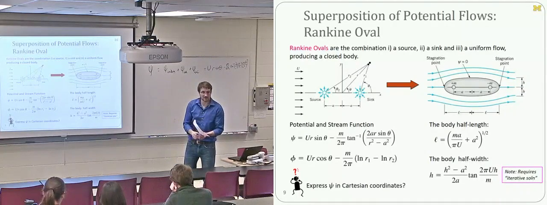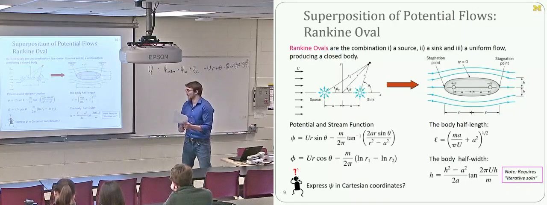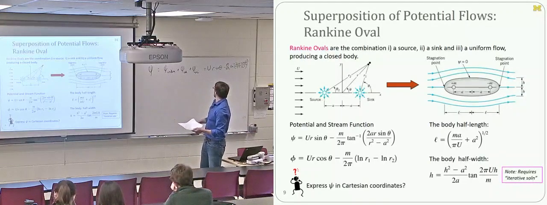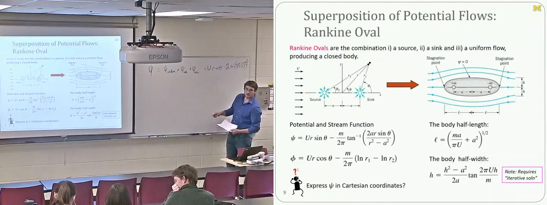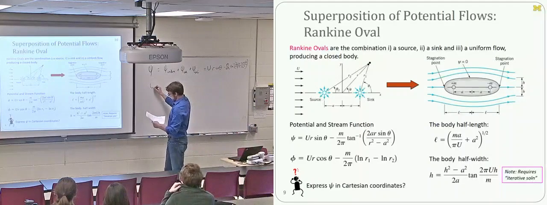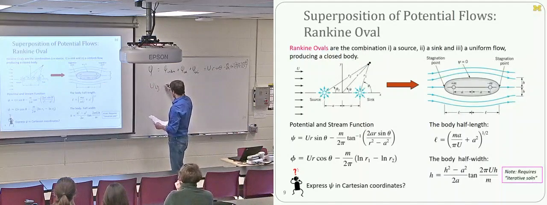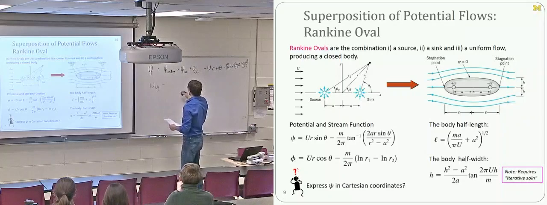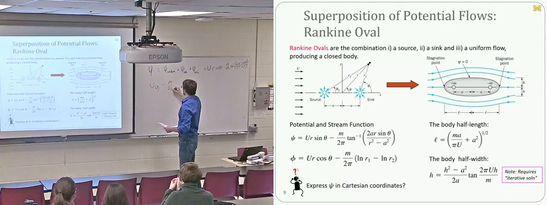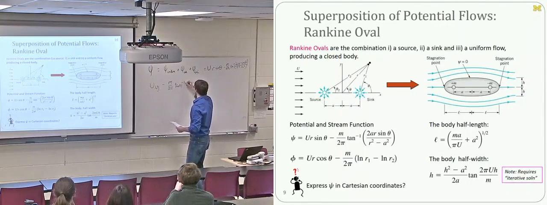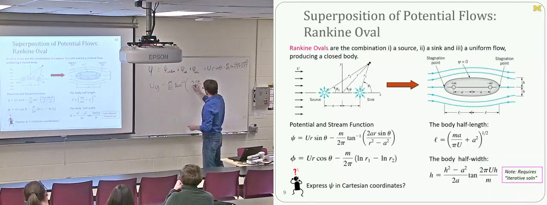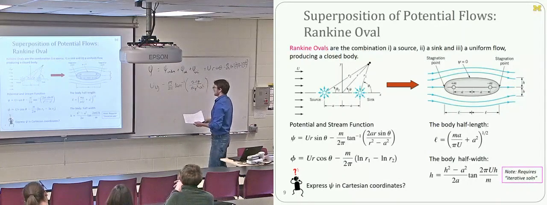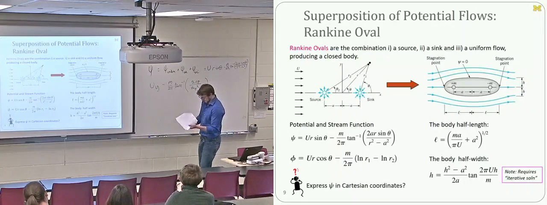Okay, anyone have an expression in terms of x and y for the stream function? y minus m over 2 pi, yeah, this stuff's all going to stay the same. Alright. 2ay over x squared plus y squared minus a squared. Good. Exactly.